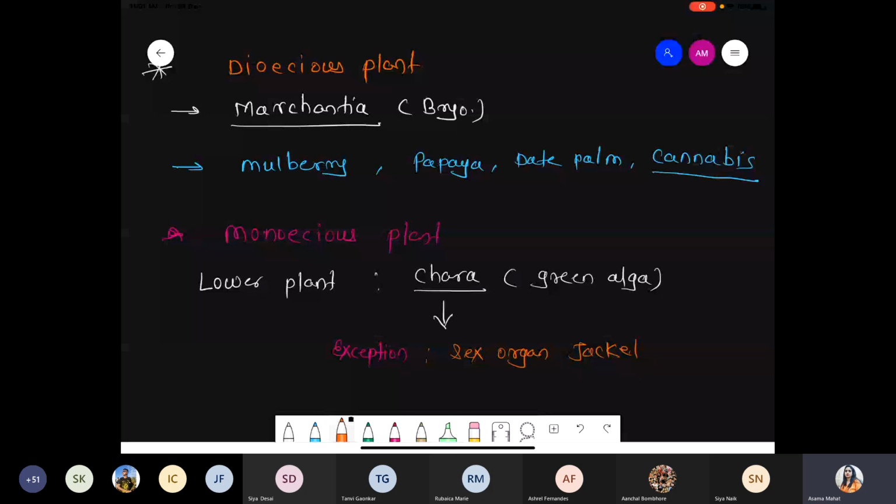Now it's visible. I just drew a small diagram because I want to tell you exactly where the male and the female are present, upper and lower. You only have to remember that much. That's it.